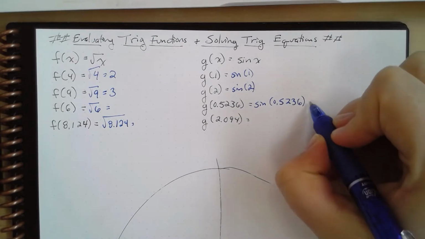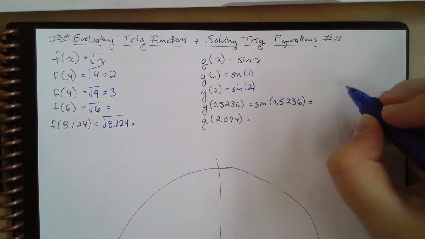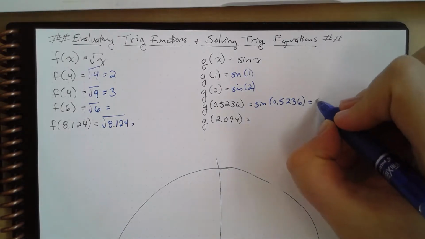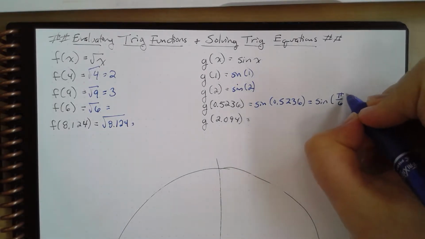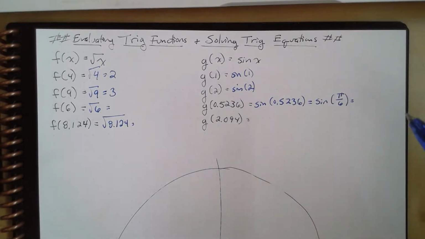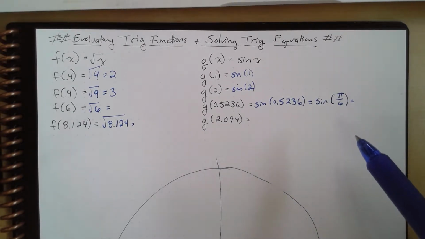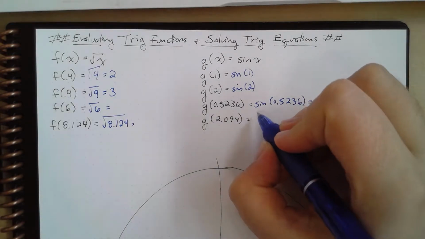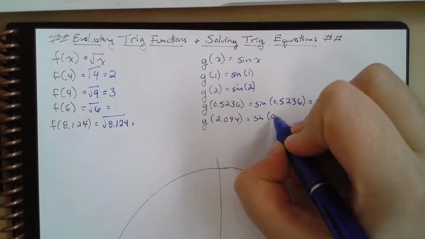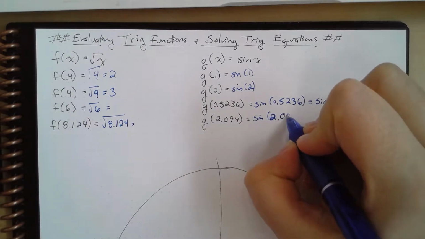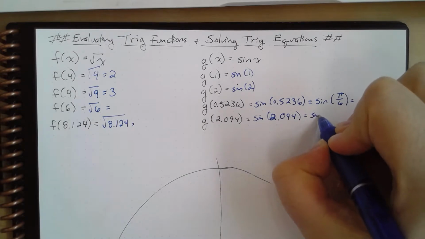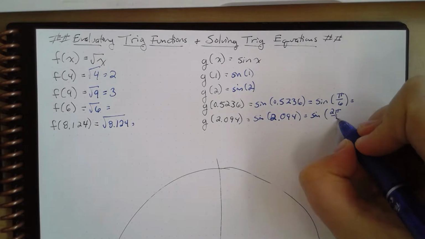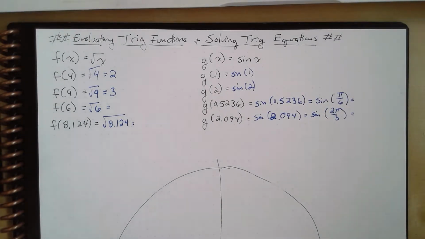0.5236. But if I told you that 0.5236 is actually equal to pi over 6, then that information is useful in knowing that this is a trigonometric value that we could actually find very easily in our heads. Likewise, g of 2.094 would be not just the sine of 2.094, but rather the sine of 2 pi over 3. So how are we going to find these?